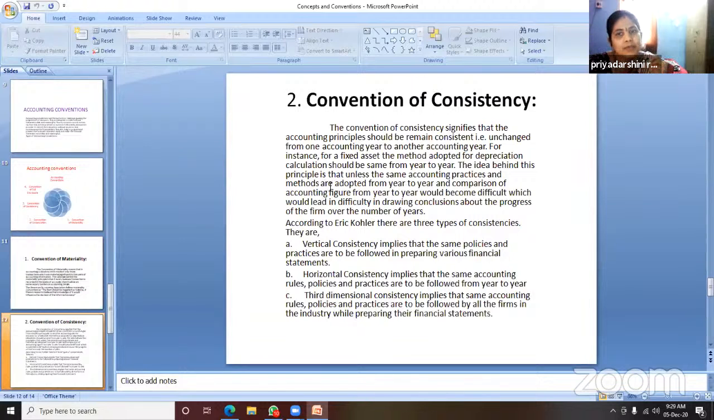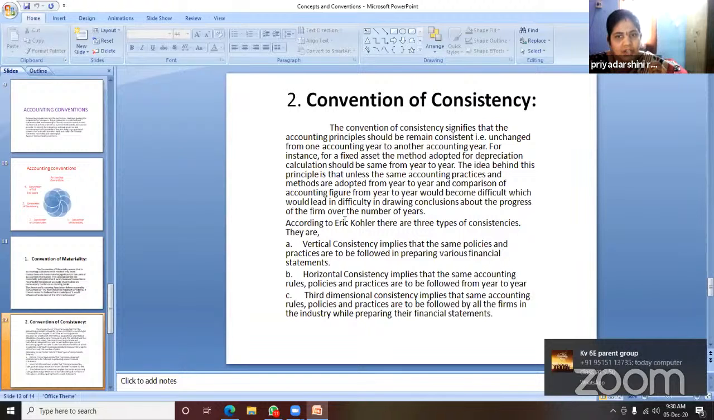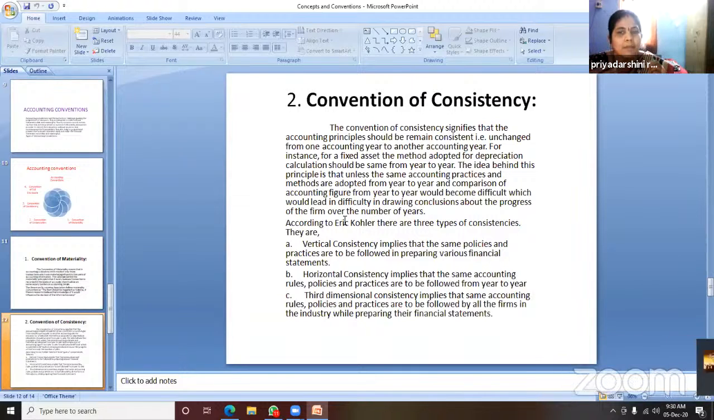The idea behind this principle is that unless the same accounting practices and methods are adopted from year to year, comparison of accounting figures from one year to another would become difficult, which would lead to difficulty in drawing conclusions about the progress of the firm over a number of years. We are adopting the same method, so it gives clear information. Whatever is accessible to the user, he will get the information required. So if we are adopting the same method, there is no confusion.